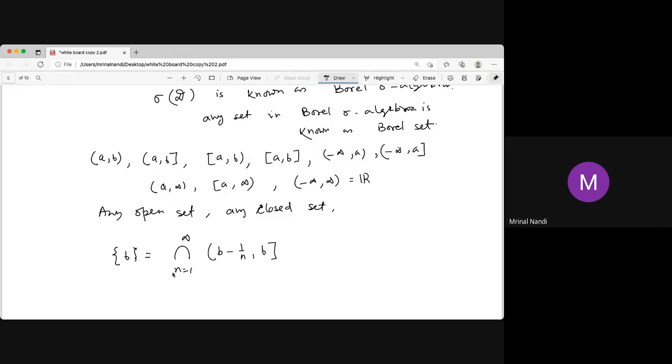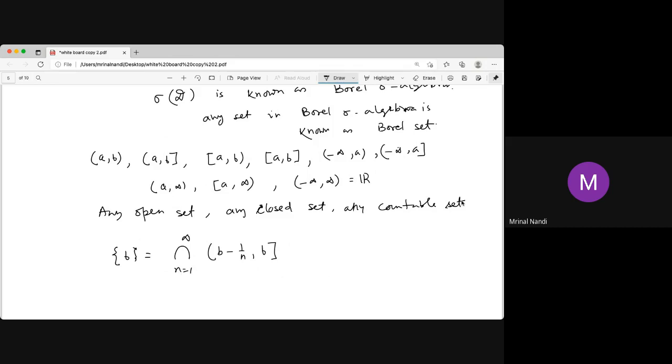So all singletons are there. Since all singletons are there, they're countable. So the union means a countable set. So all countable sets are there. Any countable set is a Borel set, like Q, all rationals, or irrationals. The complement is irrational. All Cantor-like sets and other sets are there.